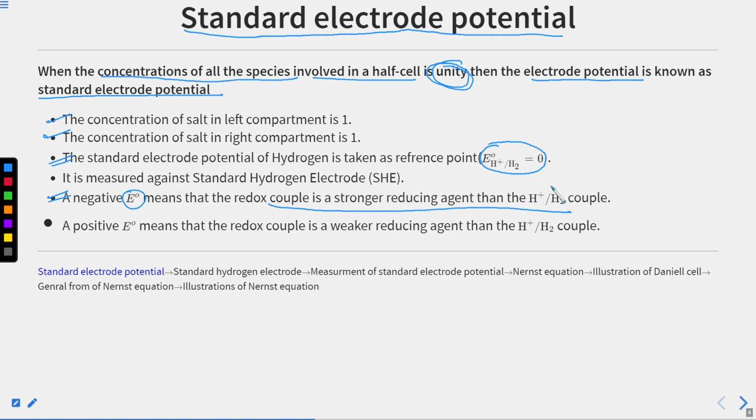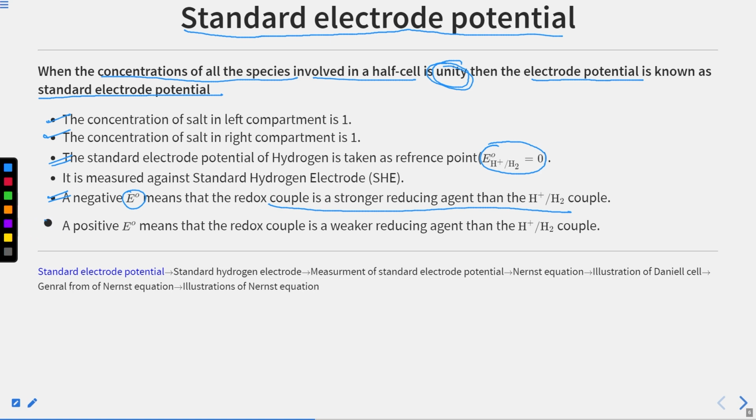So if we are getting it as negative, it means the reduction potential we are getting is negative. It means that it is a better reducing agent, meaning it will get oxidized easily. So in that case, we will say that it is a stronger reducing agent. But if we get a positive value, it means that it can be reduced easily, but it is a weak reducing agent and hence a strong oxidizing agent.